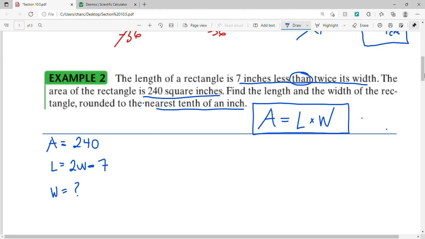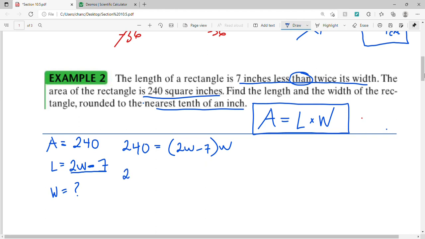Now we could substitute into the formula. We have 240 is equal to the length, which is 2W minus 7, multiplied by the width, W. Now you want to be extra careful. When I did the substitution for the length, I made sure to put parentheses around 2W minus 7 because we're multiplying by the entire length.